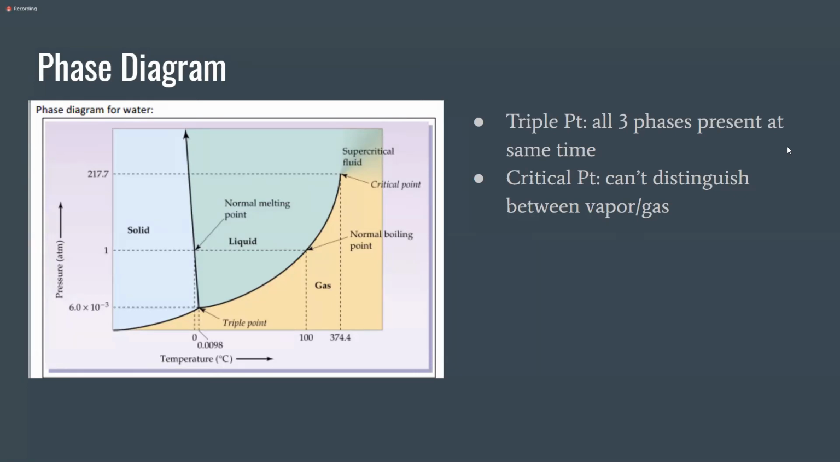If it was a positive slope, then the density of the solid would be greater than the density of the liquid, as it is for most other substances. And what's special about the density of the solid being less than the density of the liquid for water is it means that you can actually melt ice only using pressure.